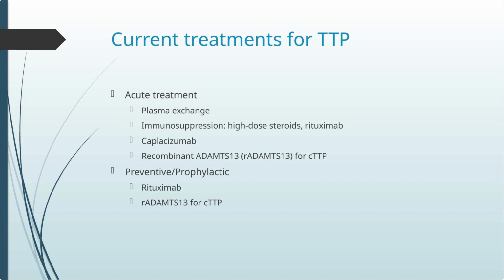And then in the preventive or prophylactic phase, we're really monitoring patients about every 3 months to see where their ADAMTS13 activity is. And we treat with preemptive rituximab if we start to see that their activity is declining. 20% is that hard cutoff, but it honestly really depends on what insurance will approve. So typically less than 30% would be a good case.